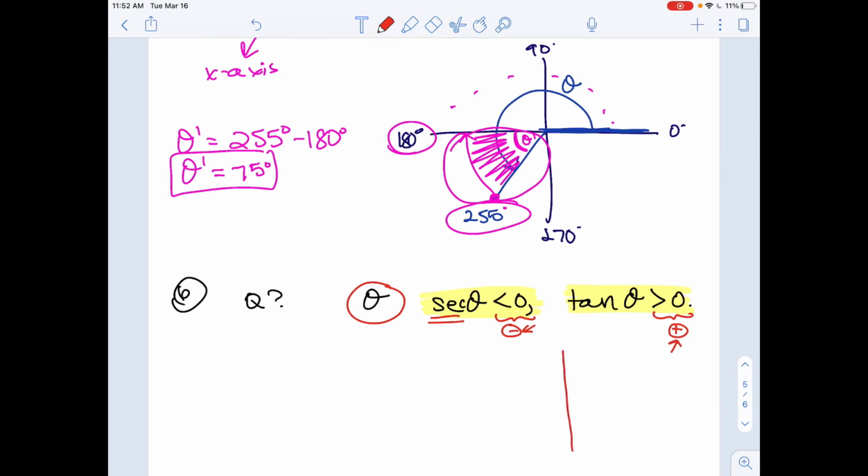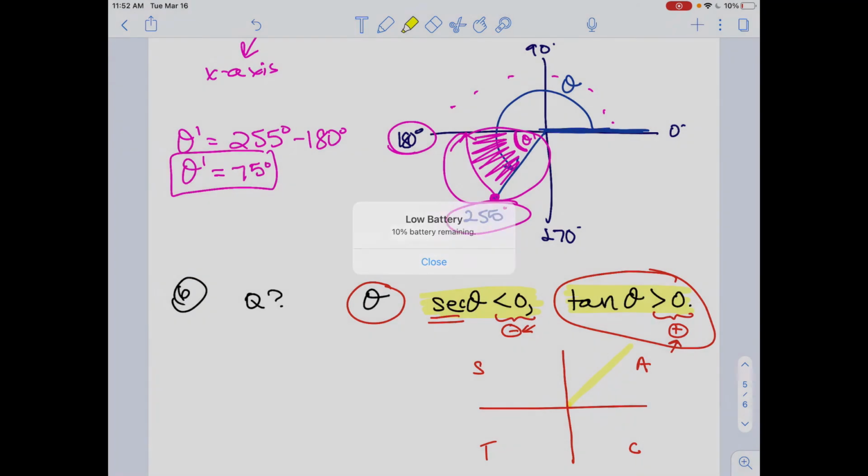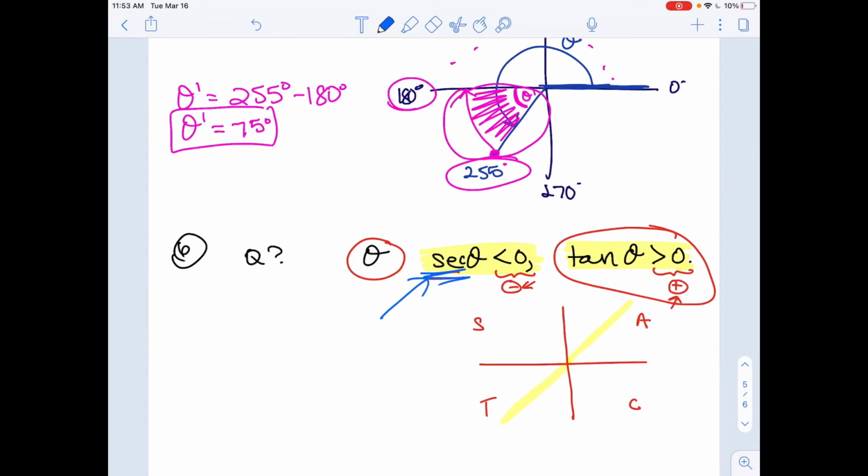So we're going to draw our little grid here, and we're going to label ASTC. All students take calc, and that tells us which trig functions are positive in each quadrant. So let's look at this one first. Tangent. I know tangent is going to be positive. First of all, everything is positive in the first quadrant. And tangent is also positive in the... Okay, so we know that tangent, again, is in the first and third quadrant.